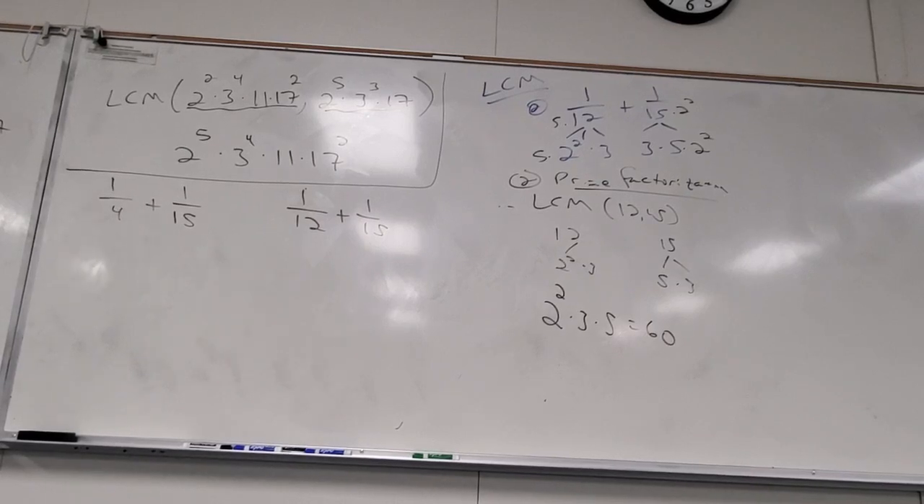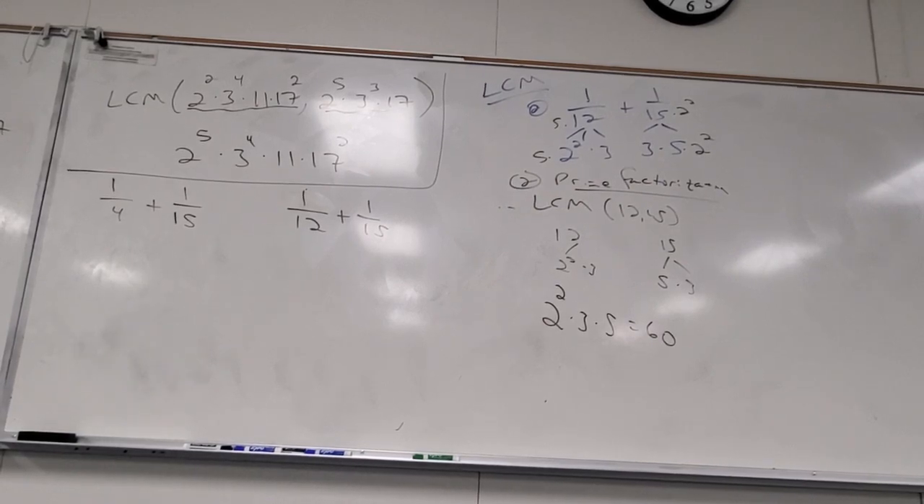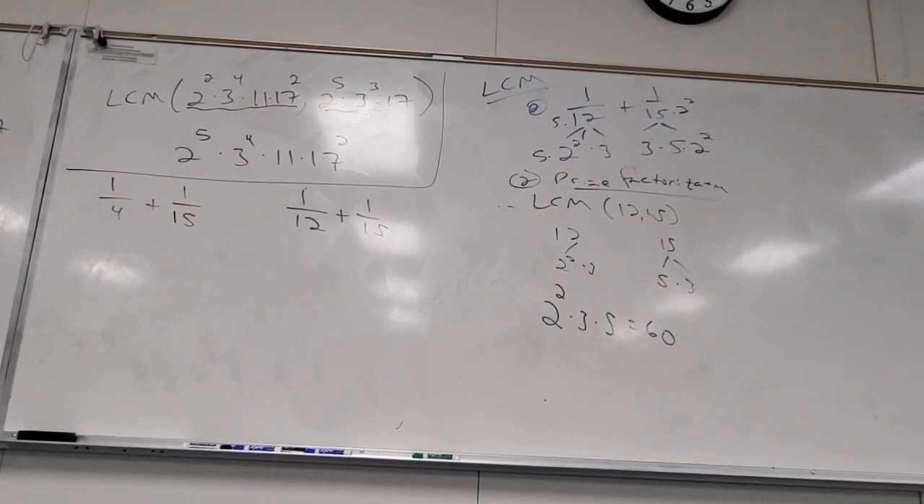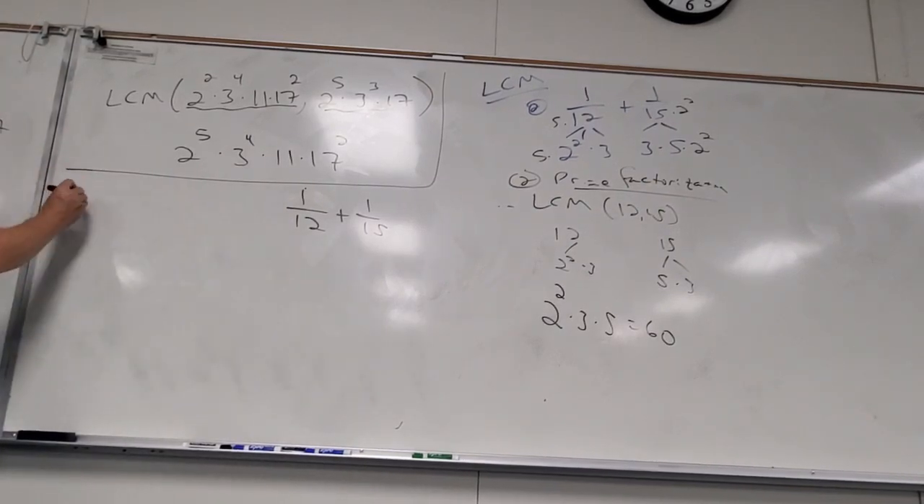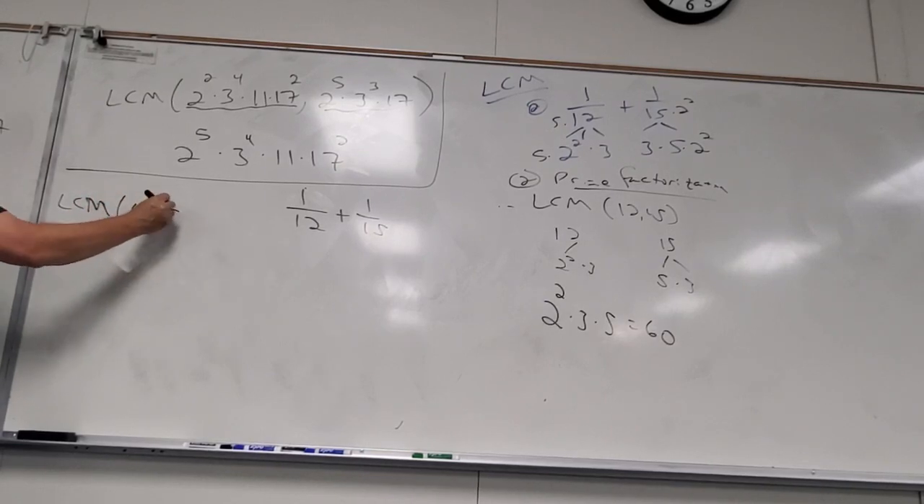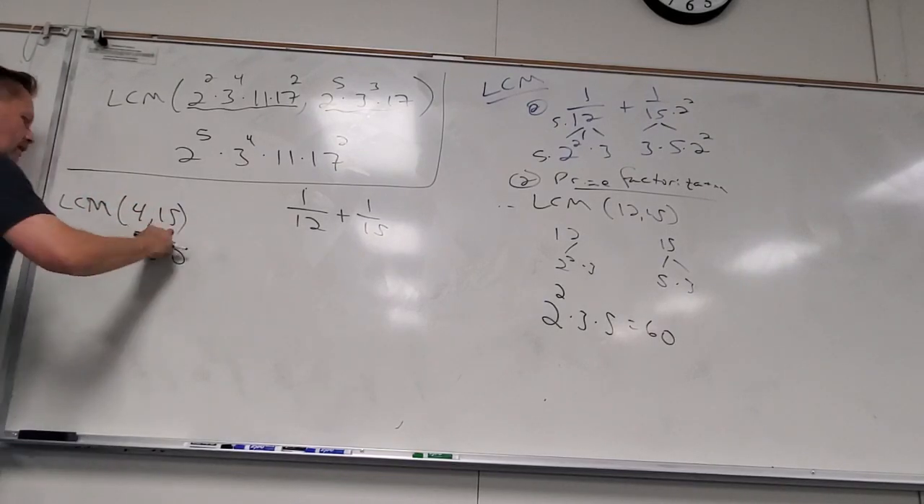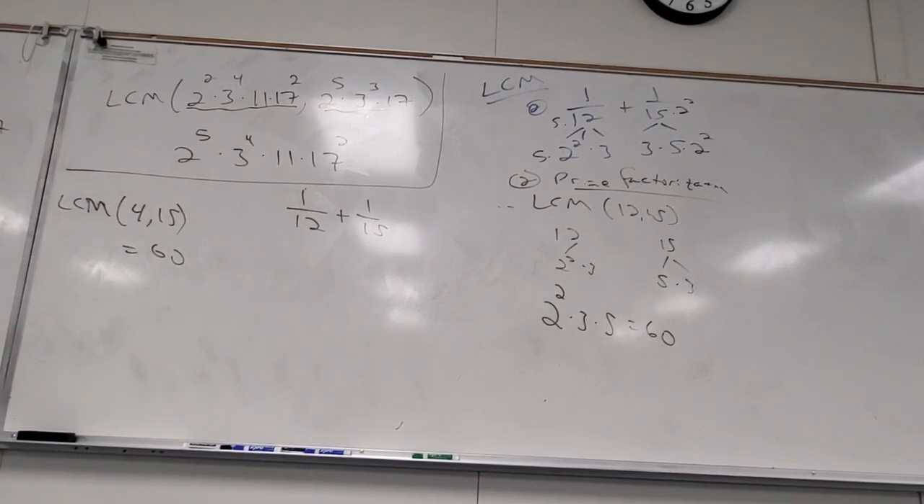4 is made up of what? 2's. 15 is made up of 3 and 5. Do they share any factors? Remember what I called that? Relative to each other, they are prime. They're relatively prime. So what's great is if I'm trying to find the LCM of two numbers that are relatively prime, the answer is them multiplied, correct? Does that make any sense?